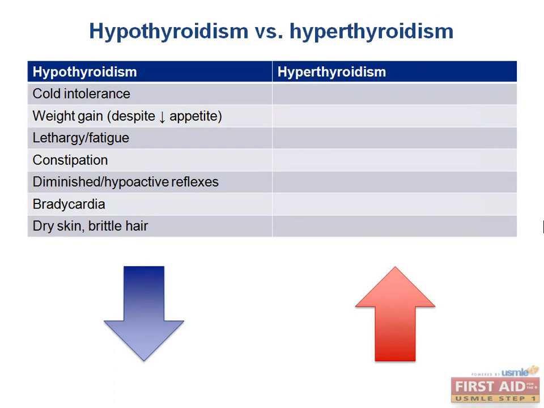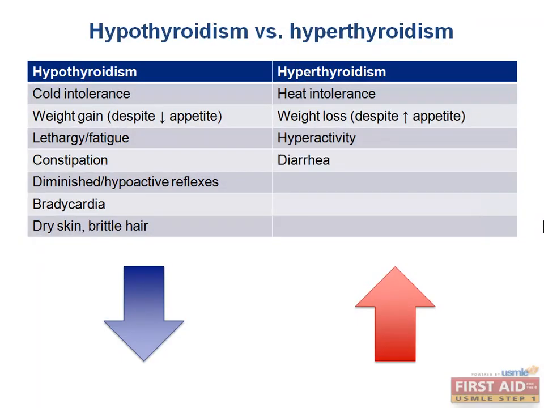Contrast this with hyperthyroidism, where we have intolerance to heat and weight loss despite increased appetite. These patients tend to be hyperactive, and this is reflected by their symptoms of diarrhea, hyperactive reflexes, and tachycardia. Do you remember what the mechanism behind tachycardia in hyperthyroidism is? The answer is increased expression of beta-1 receptors in the heart, and this can predispose patients to arrhythmias such as atrial fibrillation and tachycardia. Also, in contrast to hypothyroid patients, hyperthyroid patients tend to have warm, moist skin.